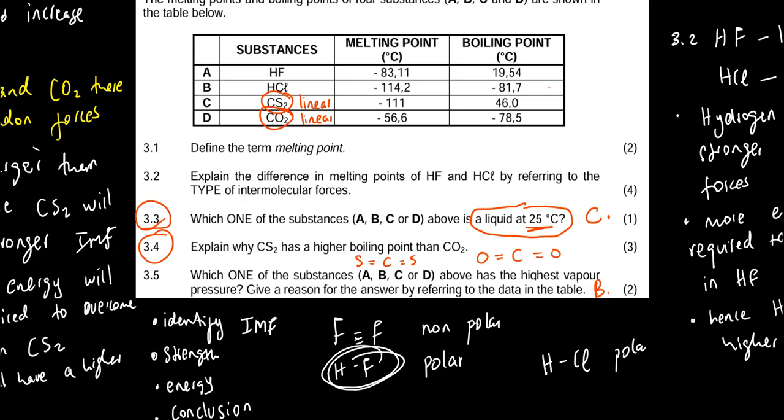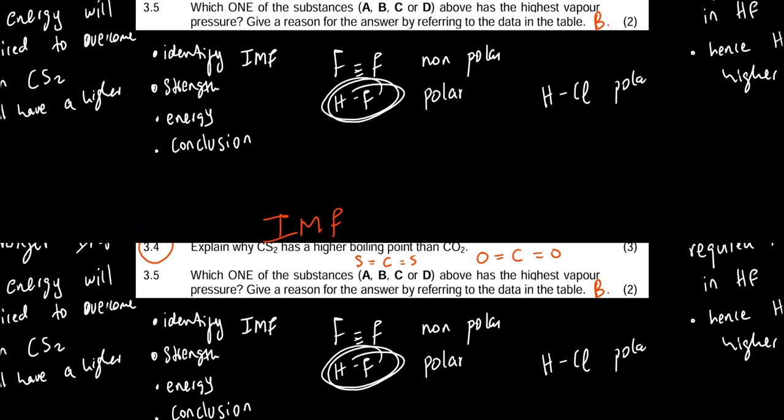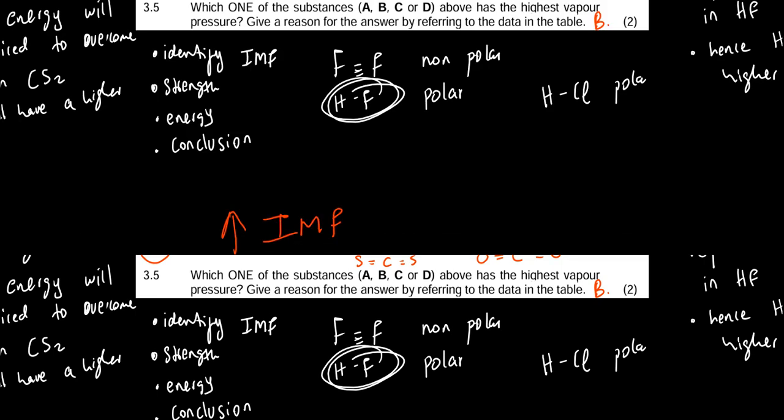So in terms of vapor pressure, what we need to remember is that the stronger the intermolecular forces, the higher will be the boiling point, the higher will be the melting point, the lower will be the vapor pressure. If you can remember that, then you should be fine.